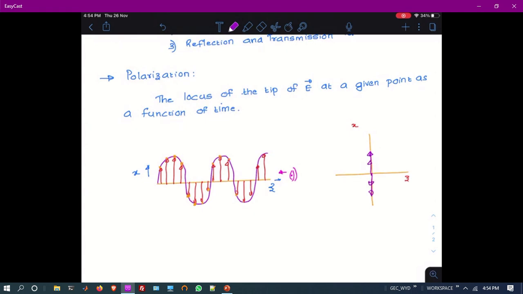Okay. Now this is called polarization. So you can map the three-dimensional wave electric field orientation to a two-dimensional axis, and the locus of the tip of the electric field gives you the polarization. Now if you look at this, it is in a straight line. The tip varies in a straight line. This is called linear polarization.